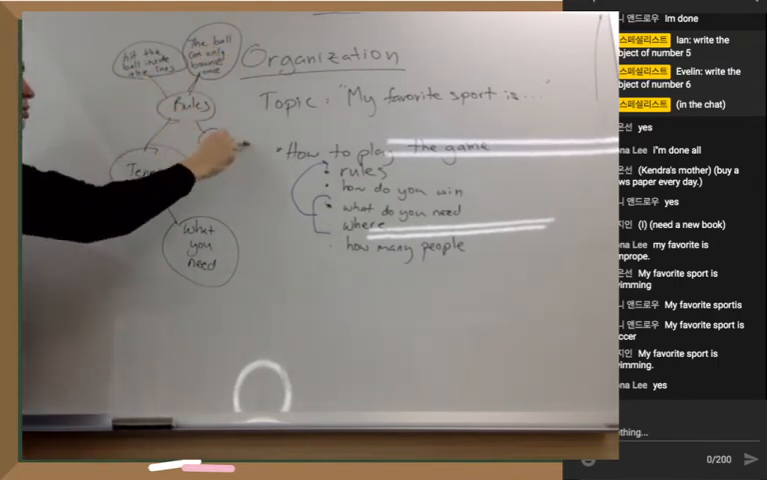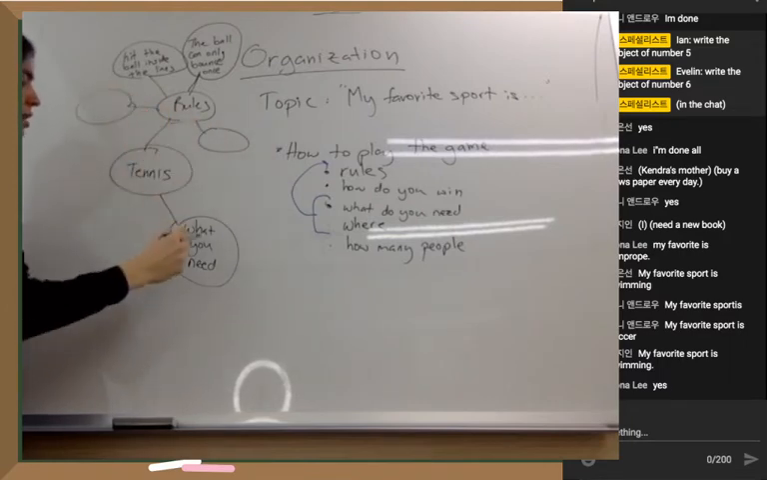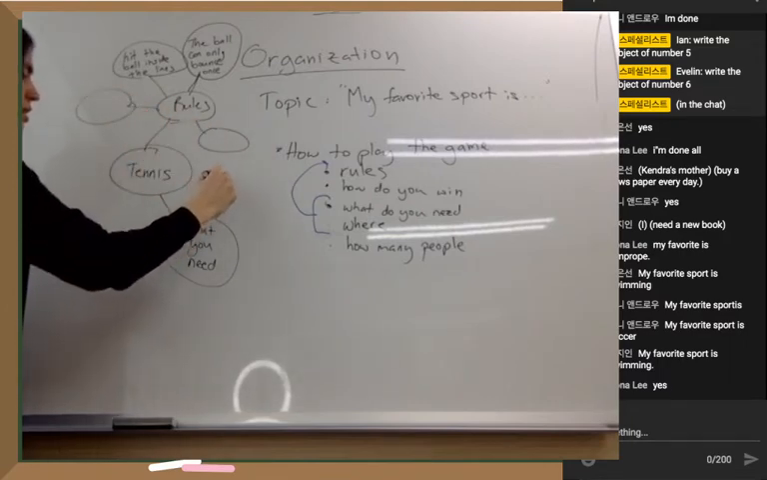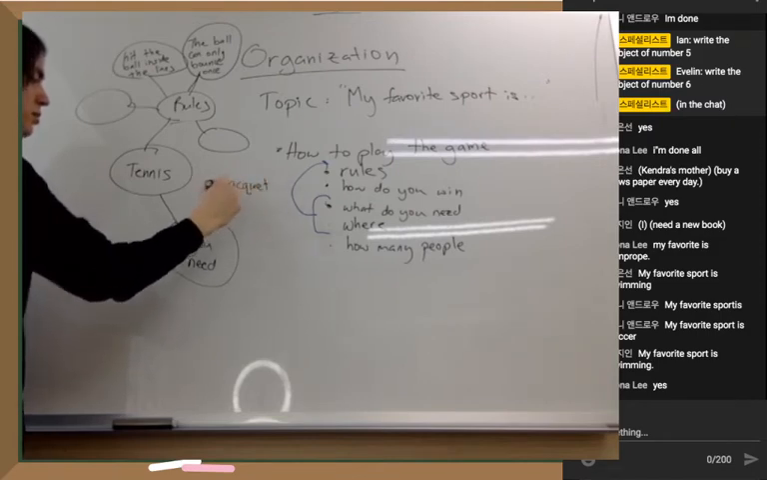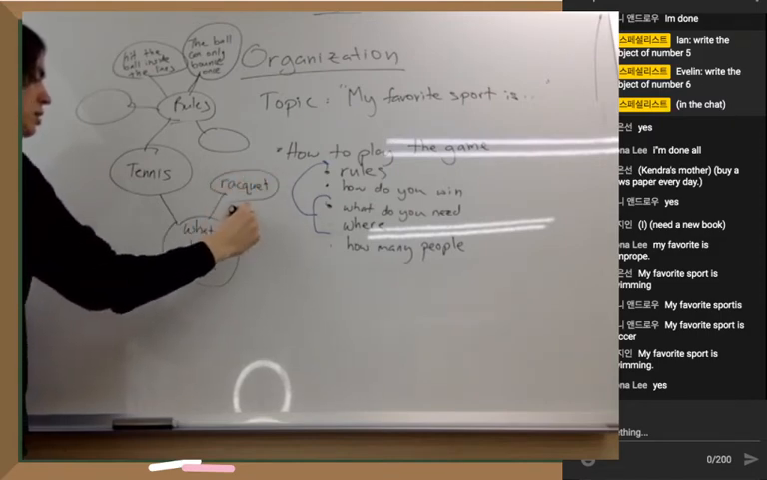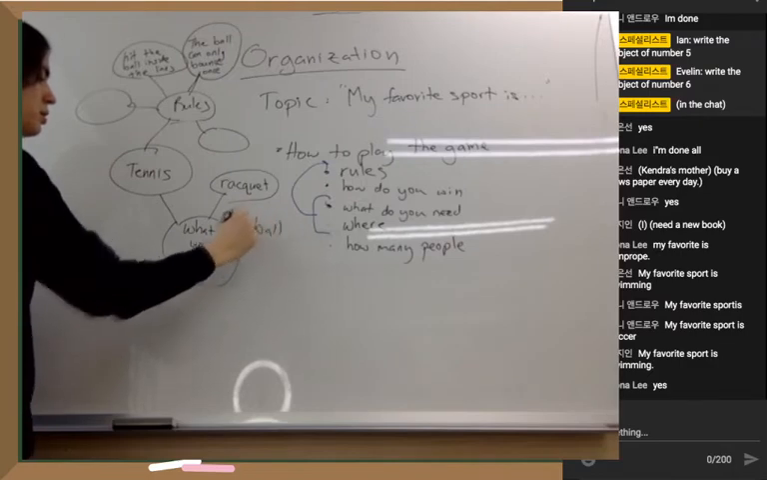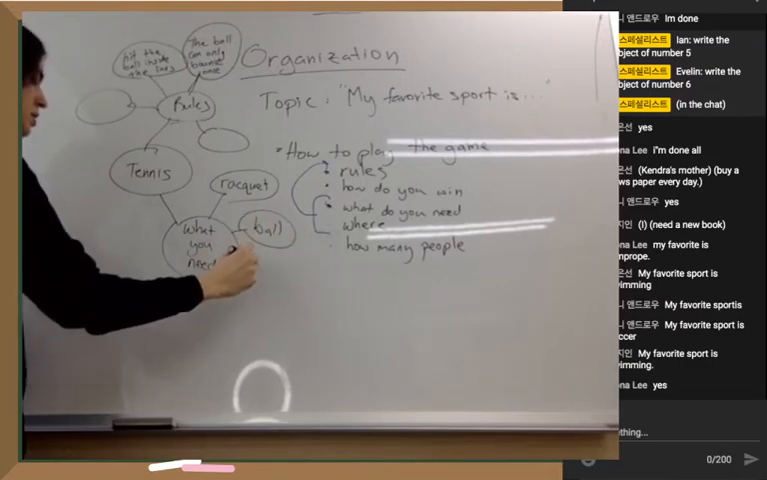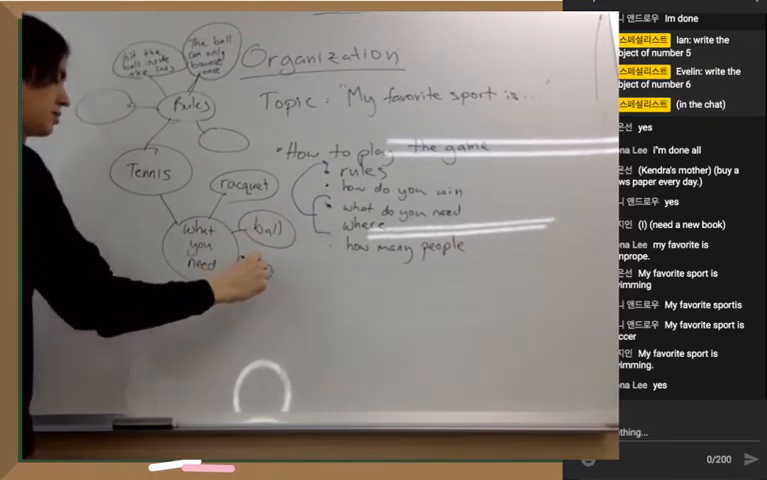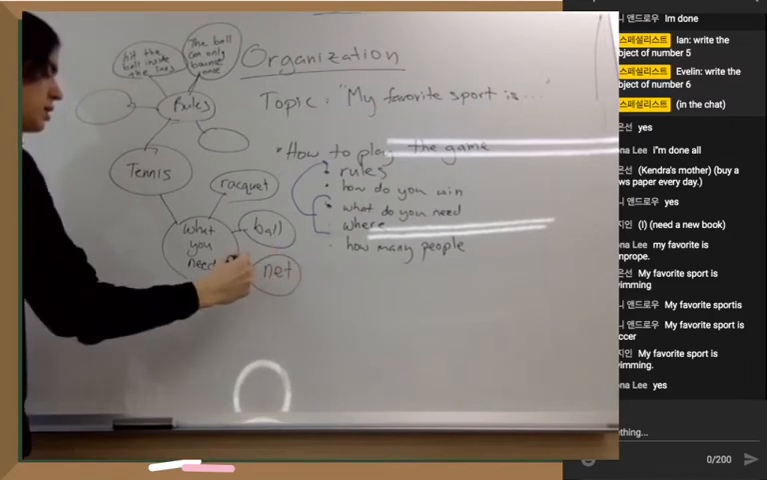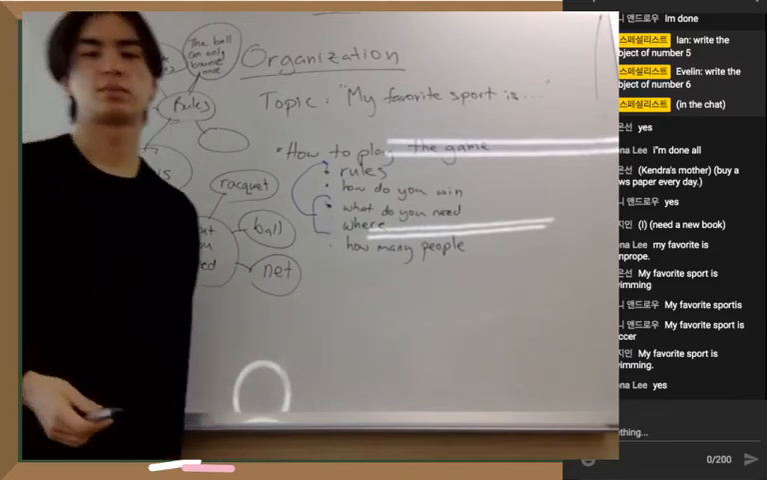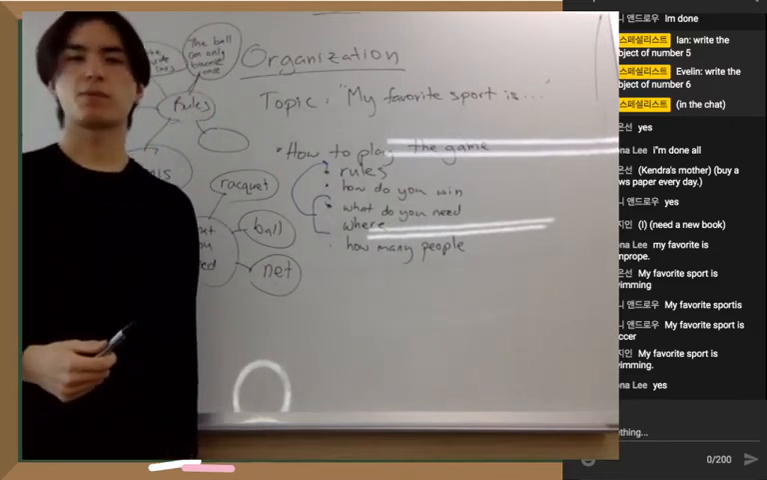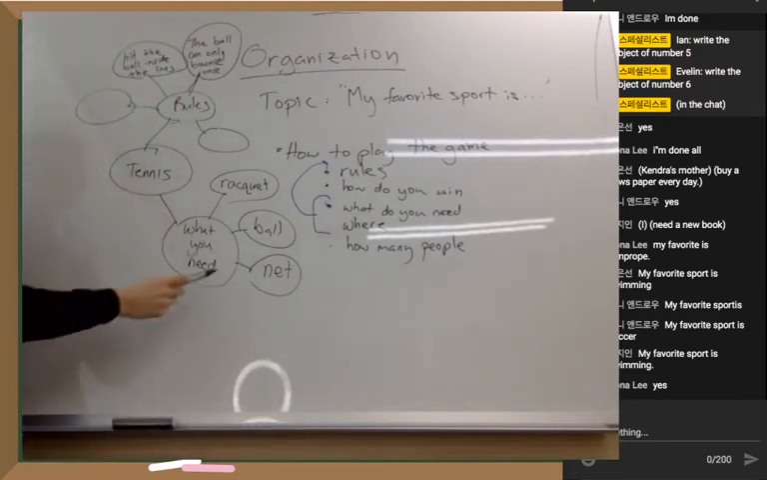You put other rules here, other rules here. And what you need: a racket, and you need a ball. You need a net. Anything else you need? Obviously, you need shoes, but that's obvious. Right? This kind of organization can also be useful.